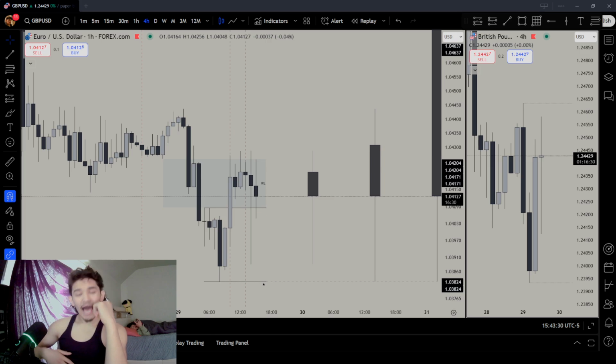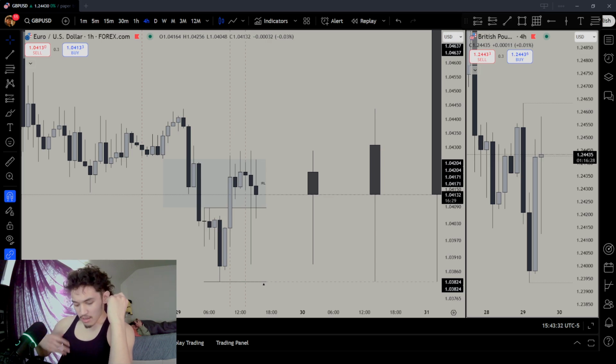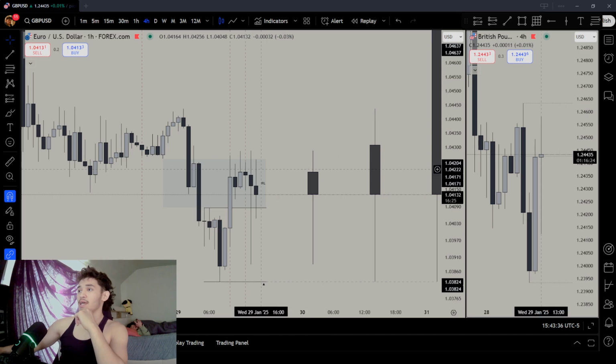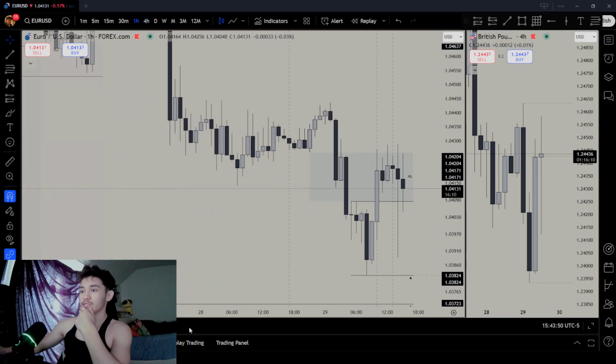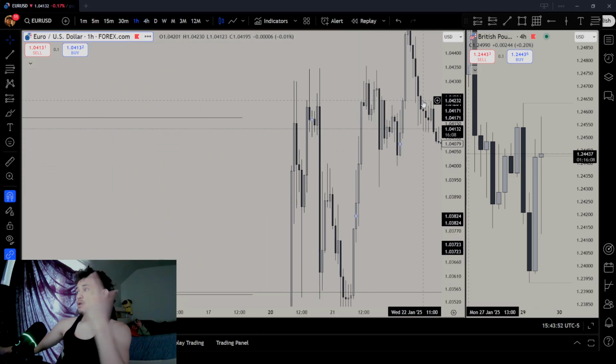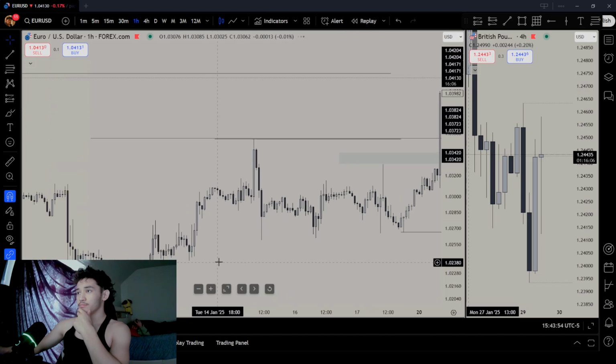Another one is after an FOMC event that produces an extreme range. When FOMC produces an extreme range to the upside or downside, you don't want to trade. In this case, today's FOMC press conference didn't do anything, it just ranged a little bit. But when it makes a big move happen, let me see if I have an example here. I'll give you guys an example as well.